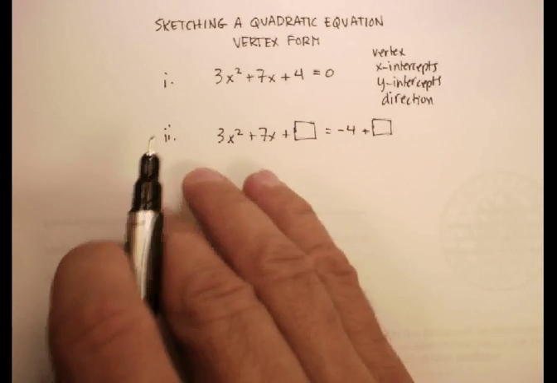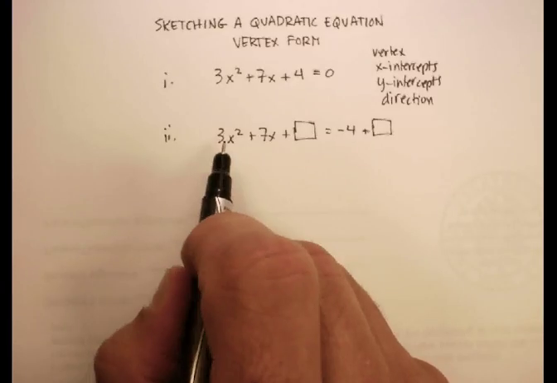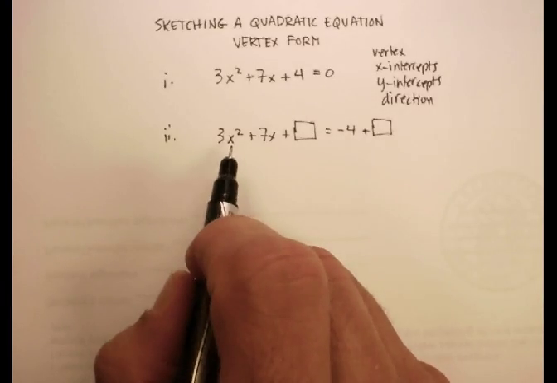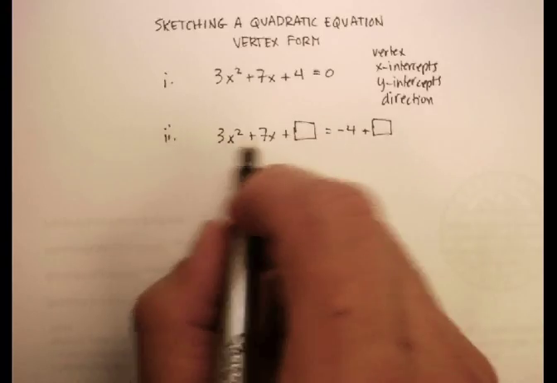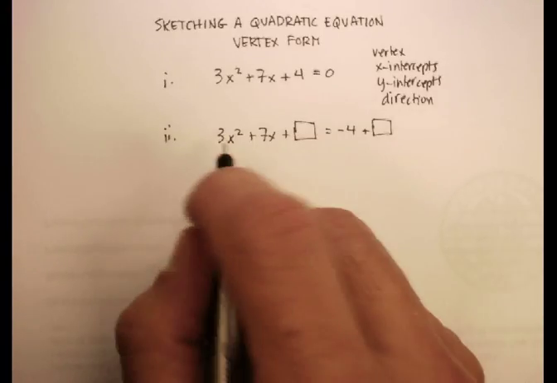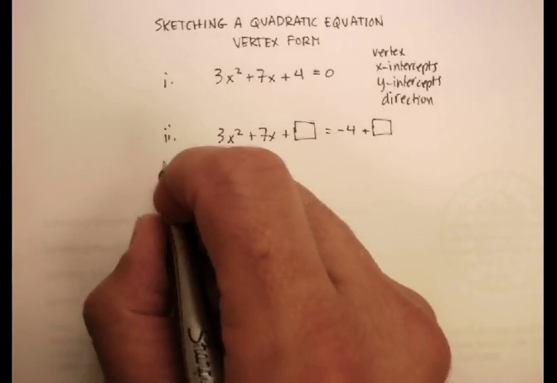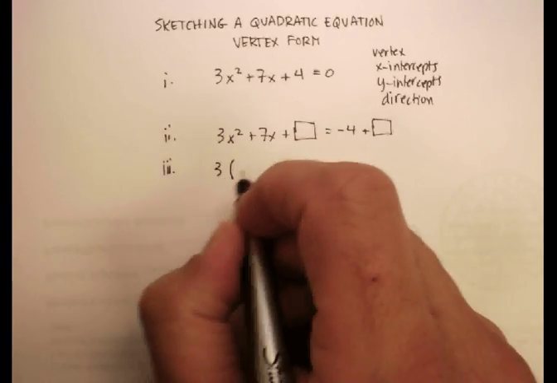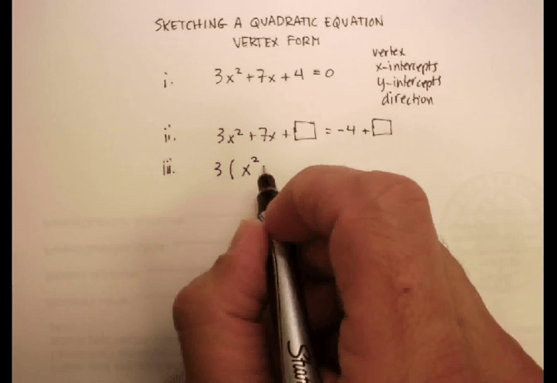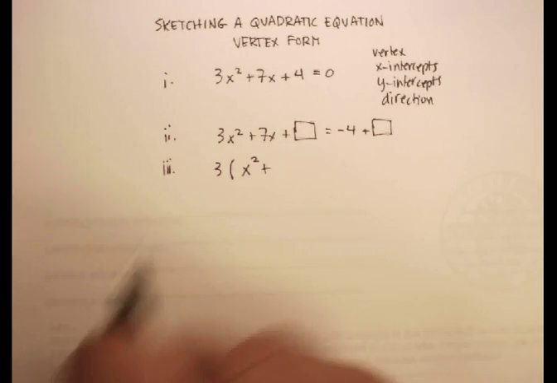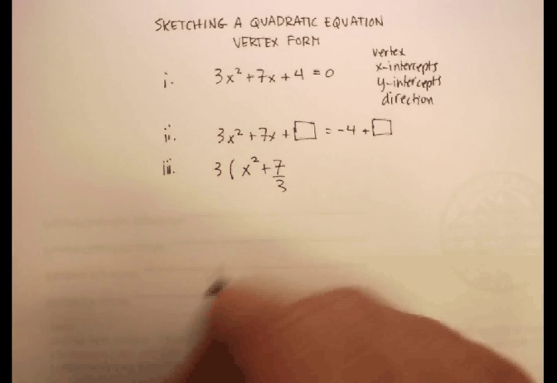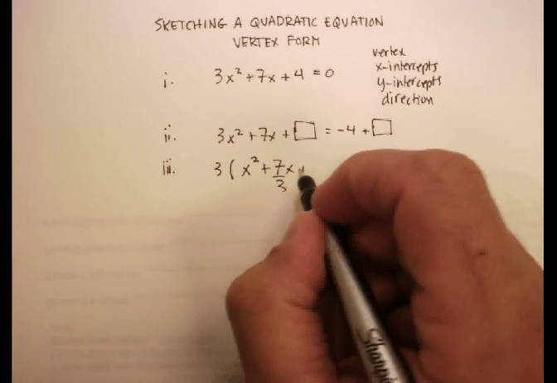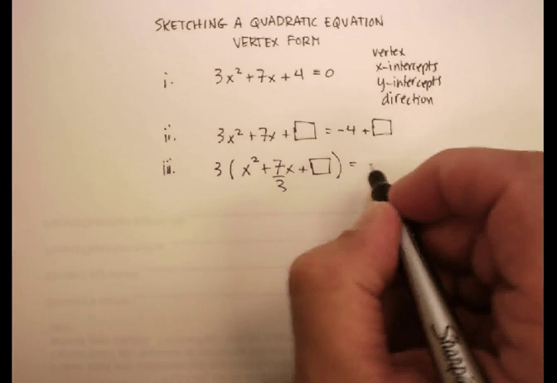In order to complete the square, I want the x squared to not have a number in the front other than 1. So I'm going to factor out a 3 here. Now I can probably hear what you're thinking: how do I factor out a 3 from a 7? Well, it's actually pretty easy. You just go 7 and then divide it by the 3. Now let me show you why that works.